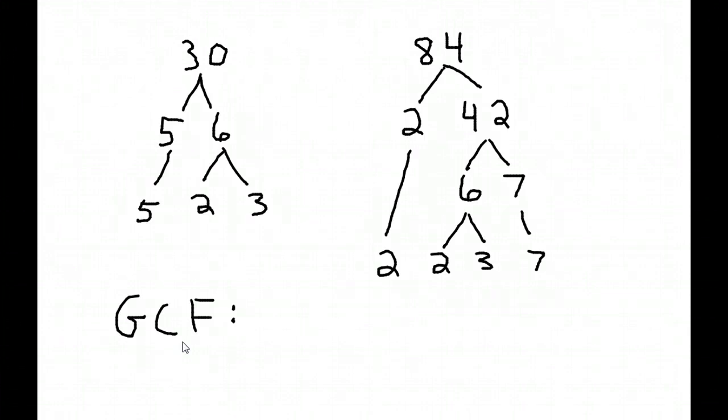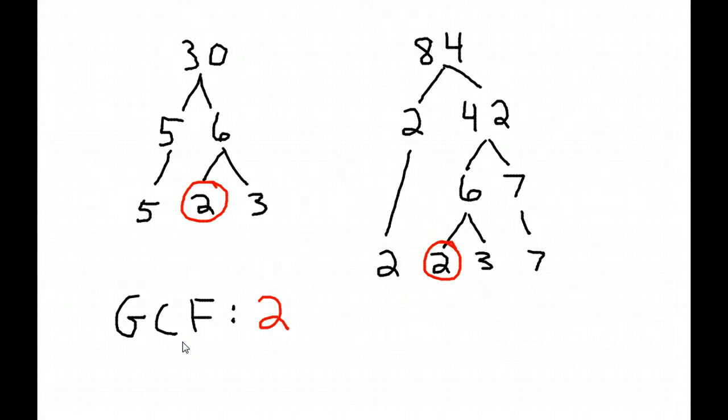Okay, here you see that I have the prime factorization of 30 and the prime factorization of 84. I want the greatest common factor. So I'm going to look for things that these have in common. Now I see this one has a 2 and this one has a 2, so I'm going to write it down.